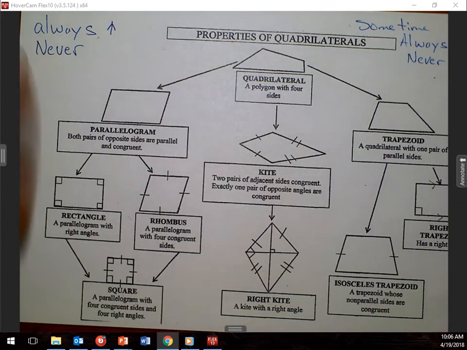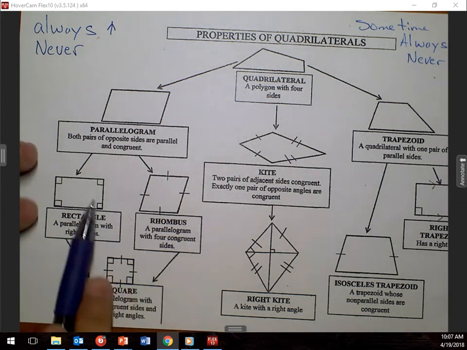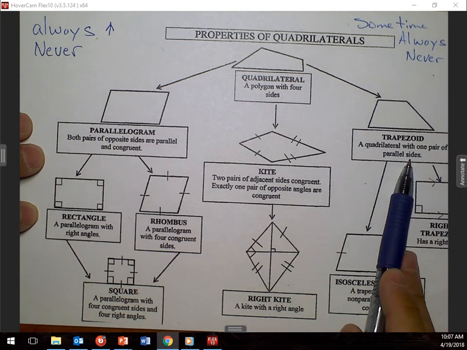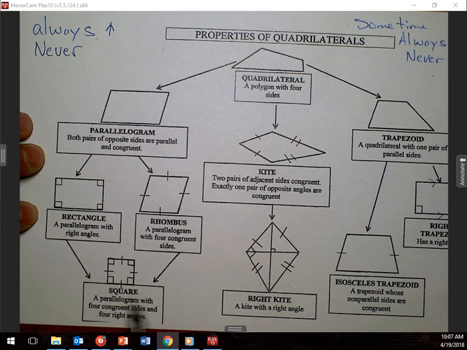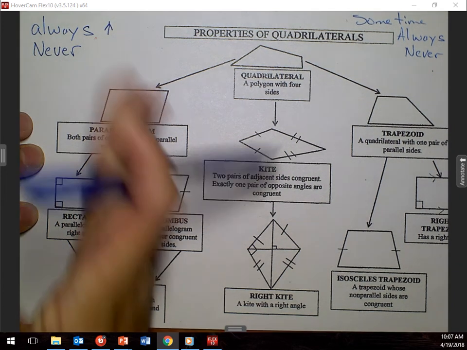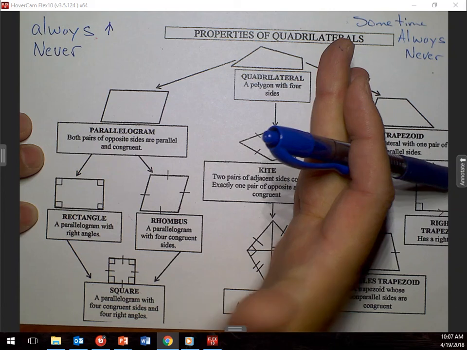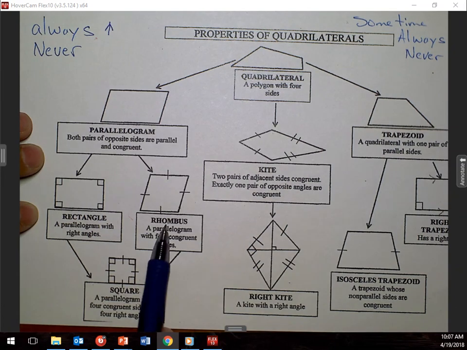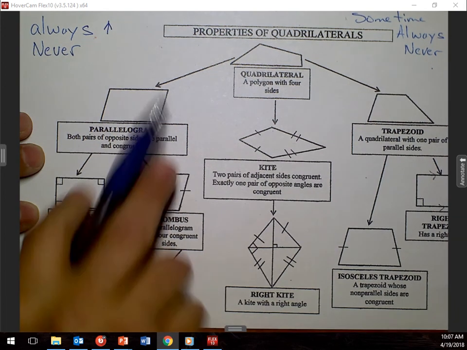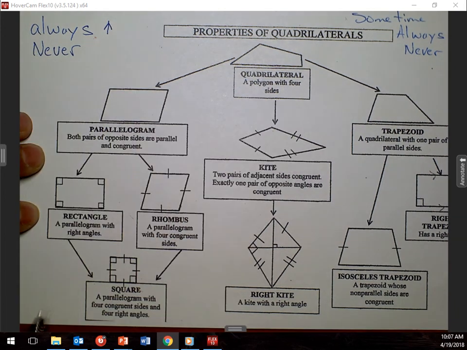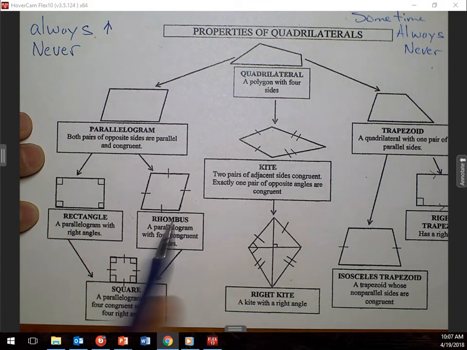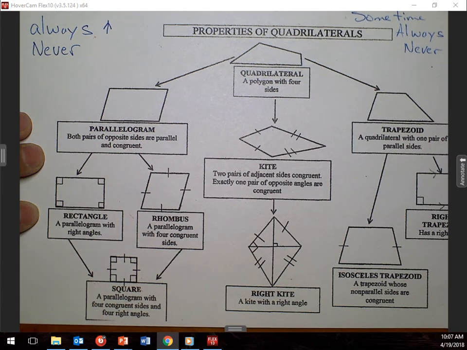So never is it in the same branch? Here's these branches here. So is a square a right kite? No. It's going to be a never. So they're in different branches, right? So is a rectangle a rhombus? No. Look at the branches. They break off. They're on opposite sides, aren't they? So this is going to be a never. A rectangle is not a rhombus. You cannot say a rectangle is a rhombus.